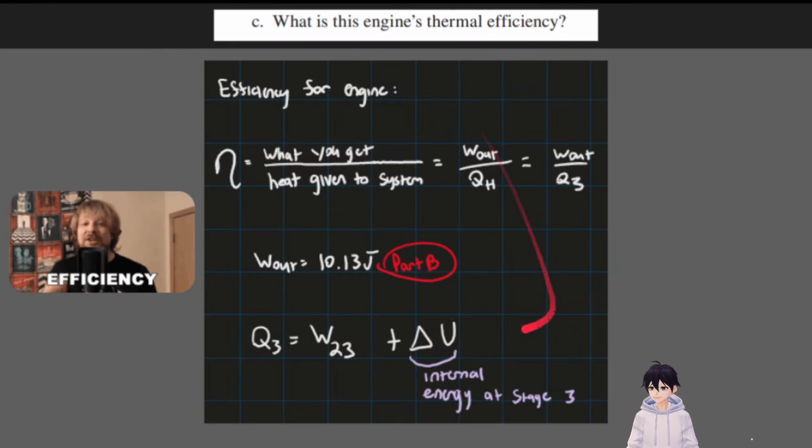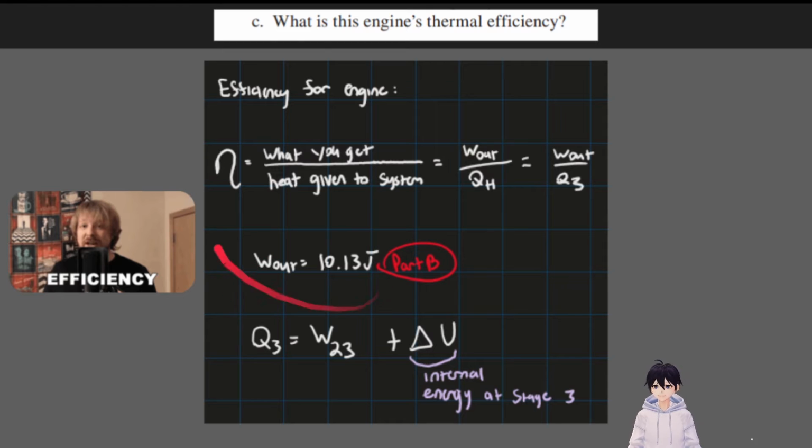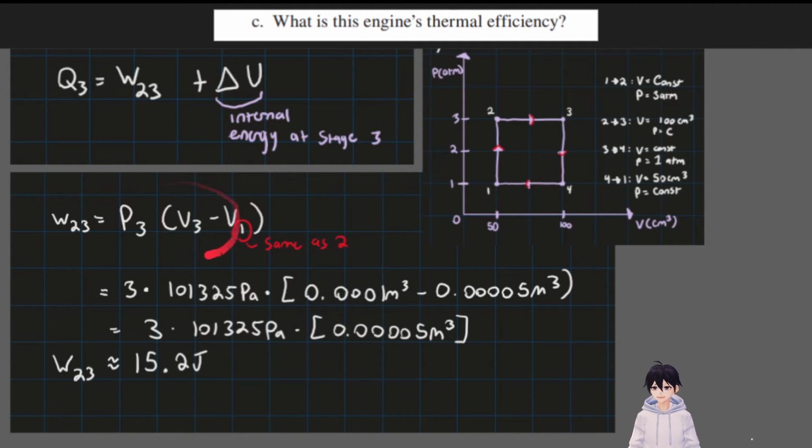So for this last part, it wants us to calculate the engine's thermal efficiency, and this could be calculated through this right here, which is the work going out divided by the heat going into the system. That could also be known as W out divided by Q3, because that's when the heat is going into the system. And so we already have W out, but Q3 we could calculate by the work from 2 to 3 plus the internal energy at stage 3. So to calculate W2 to 3, we can calculate it by the pressure at 3 multiplied by the volume at 3 minus the volume at 1.